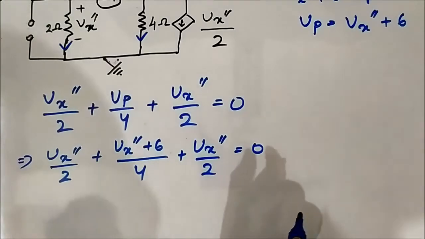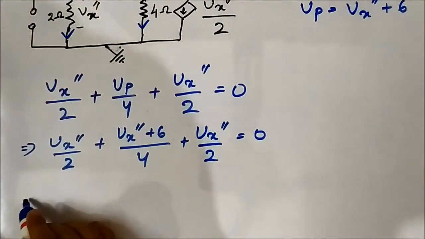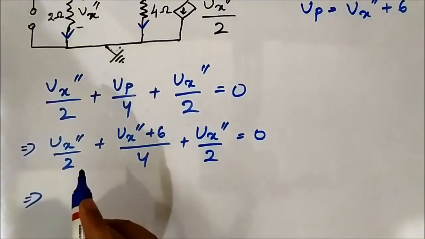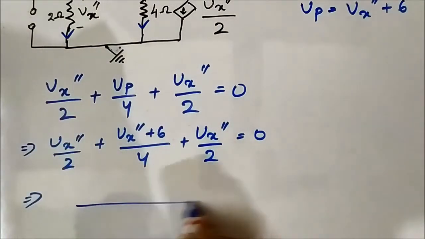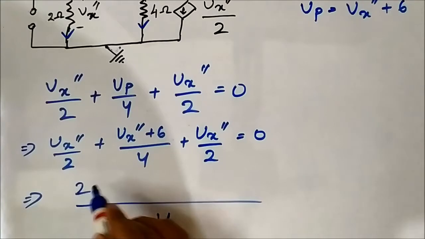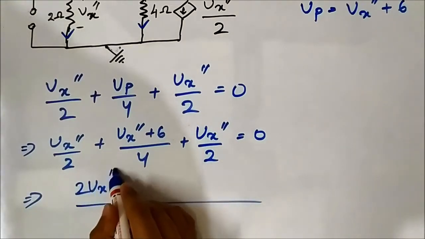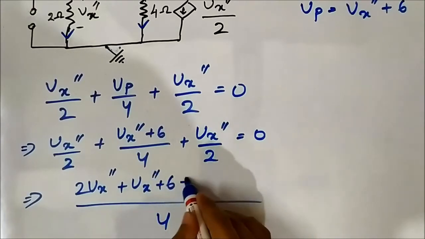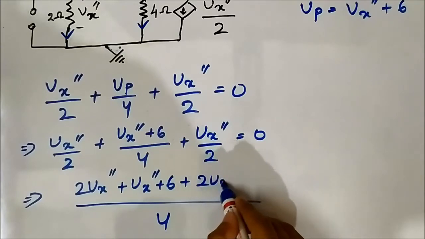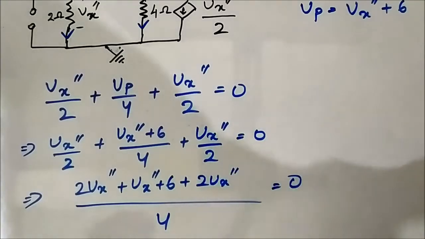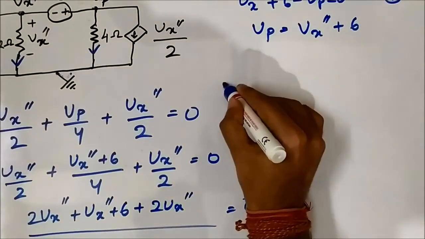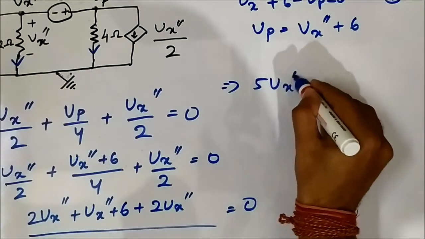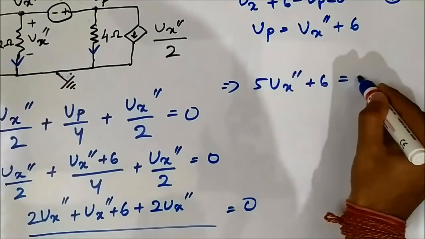Okay, that implies if we consider it totally, we take LCM 4, 2 Vx double dash plus Vx double dash plus 6 plus 2 Vx double dash is equal to 0. That implies 5 Vx double dash plus 6 is equal to 0.